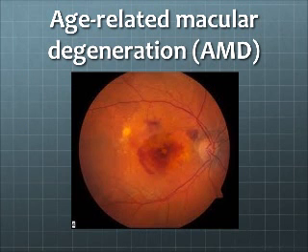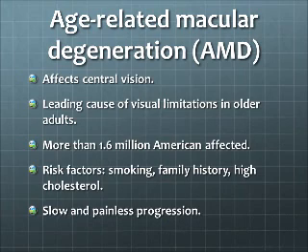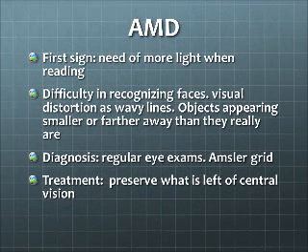Age-related macular degeneration. More than 1.6 million American adults suffer from the disease, and it is the leading cause of visual limitation in elder adults. The cause of macular degeneration has not been exactly established, but it has been related to smoking, family history of macular degeneration, and high cholesterol. AMD usually progresses slowly and painlessly. There are two forms of macular degeneration, dry and wet.